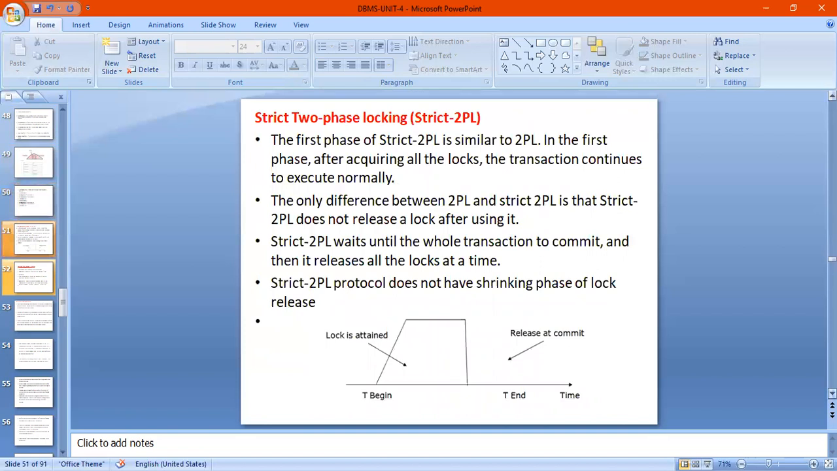Strict two-phase locking. The first phase of strict two-phase locking is similar to two-phase locking. In the first phase, after acquiring all the locks, the transaction continues to execute normally. The only difference between two-phase locking and strict two-phase locking is that strict two-phase locking does not release the lock after using it. Strict two-phase locking waits until the whole transaction is committed, and then it releases all the locks at once. The strict two-phase locking protocol does not have a shrinking phase. It is a sudden drop when the locks are released at commit.